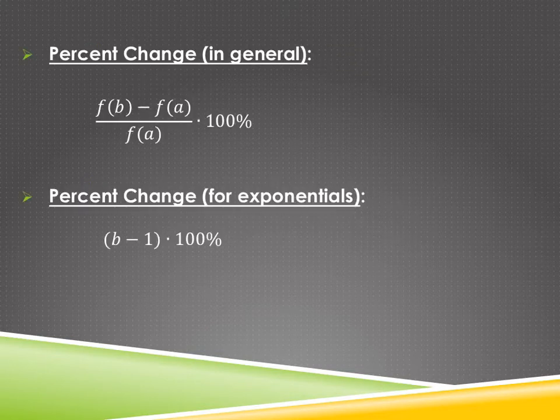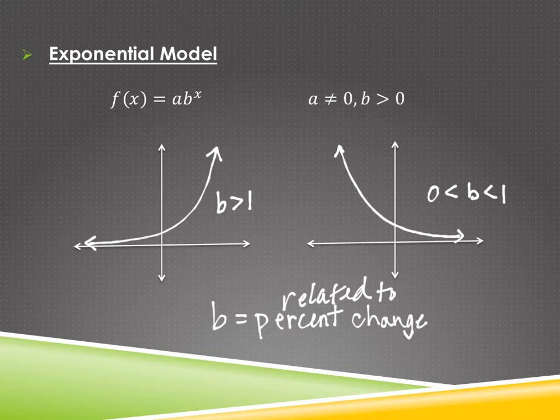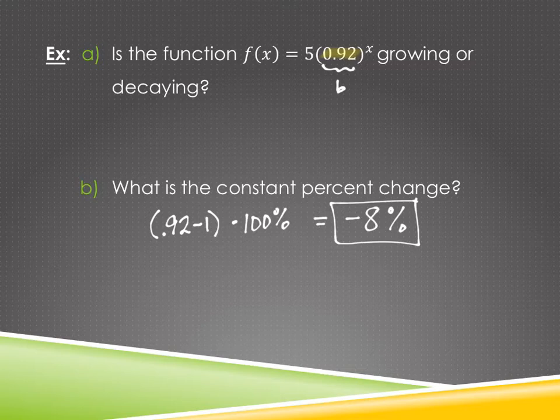Now, you can also do it from a graphical perspective over here. Which of these two cases is this example? The one on the left or the one on the right? It's the one on the right. Why? The b value falls between 0 and 1. So there's two different ways you can think about how to answer this question. You can think about it from a graphical point of view, or you can think about it from a numerical point of view. Either way you're doing it, it's decaying.